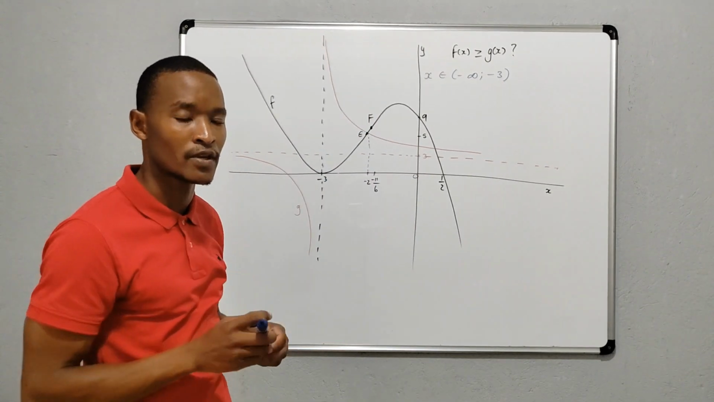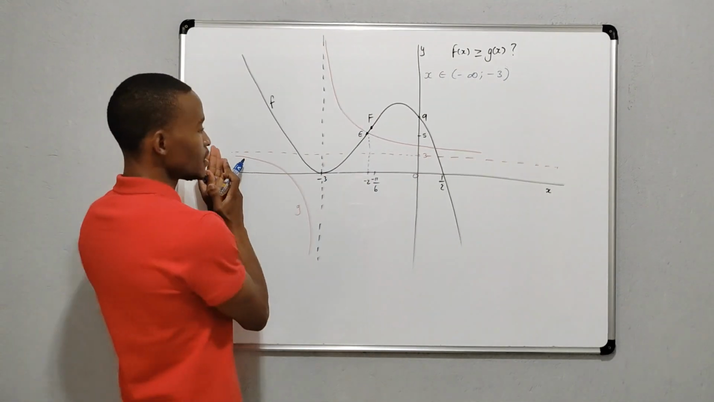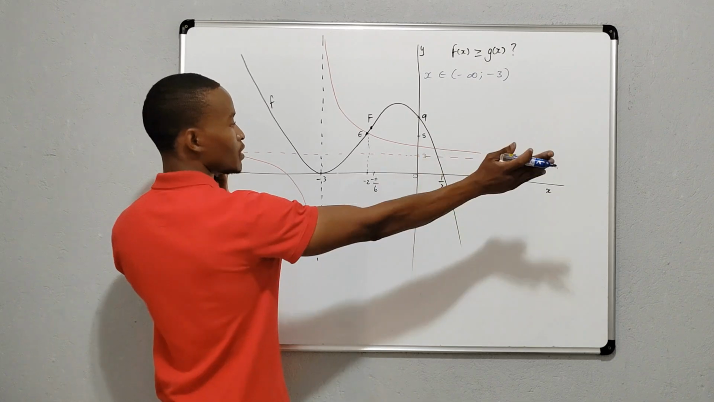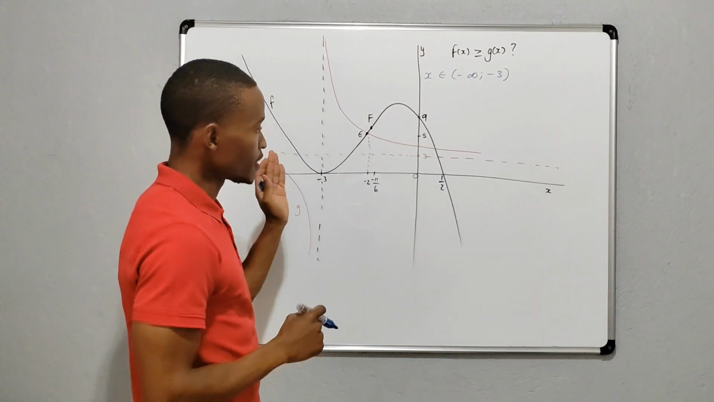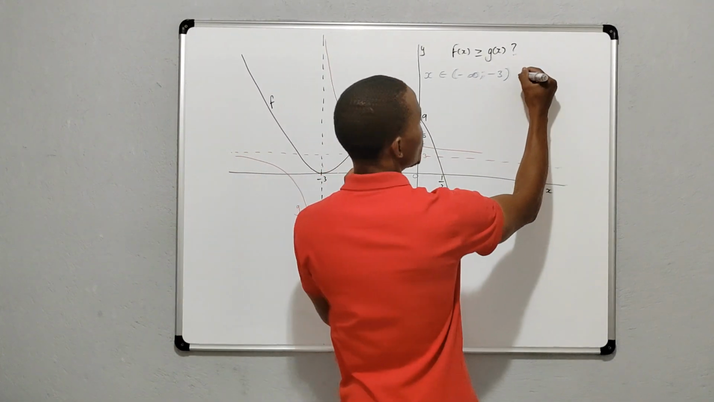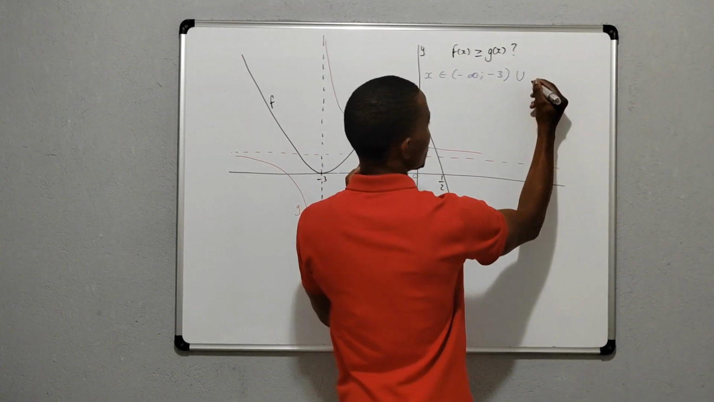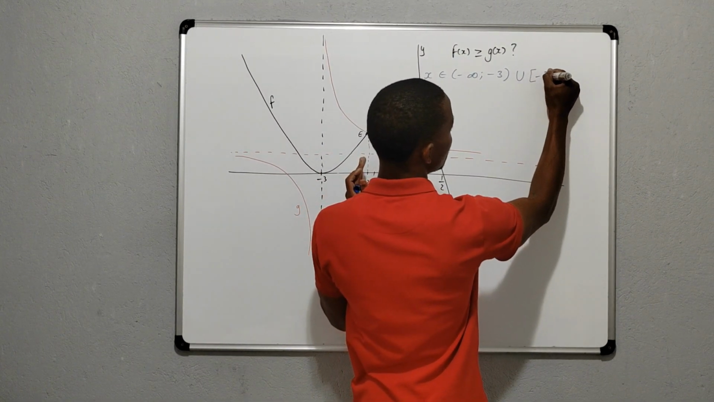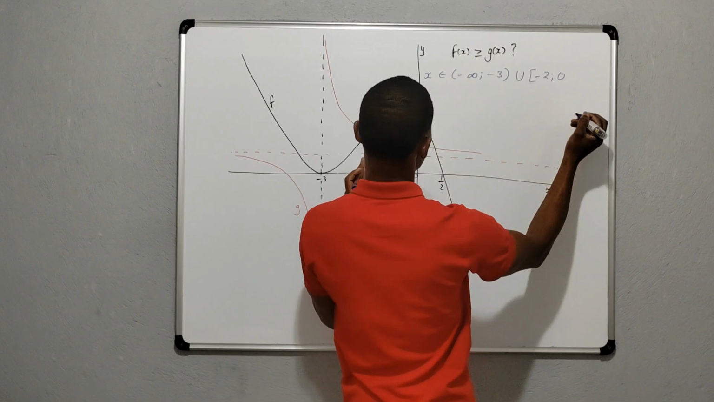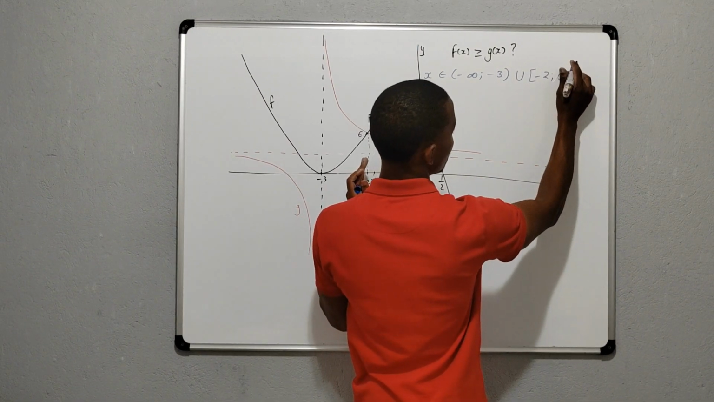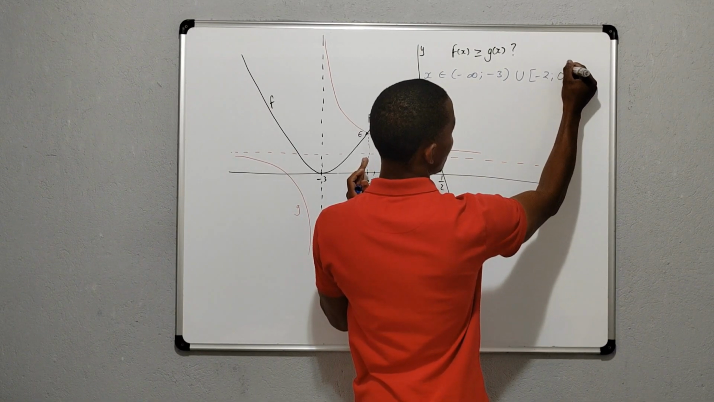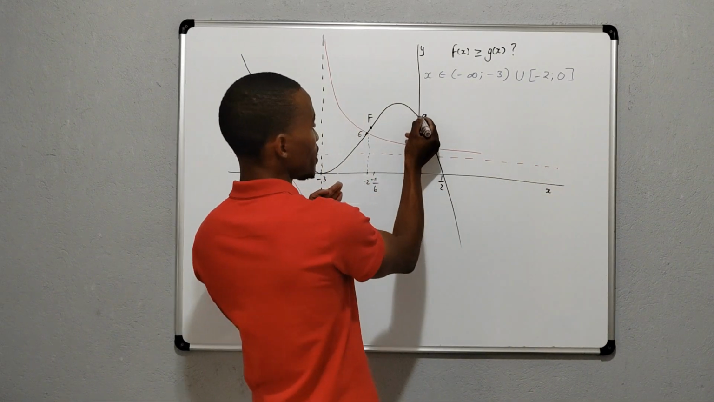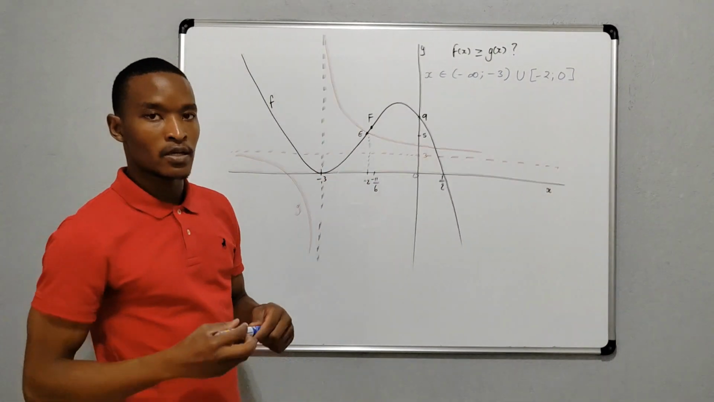Okay, there was a restriction given in the question. We're only looking at -infinity to 0. We're not going to look at what's happening that side. Okay, so we're going to now have another interval here from -2 all the way to 0, okay, where F is still above G.